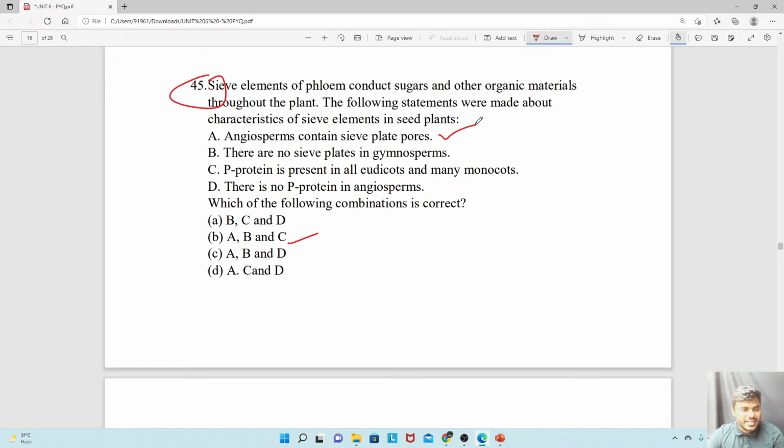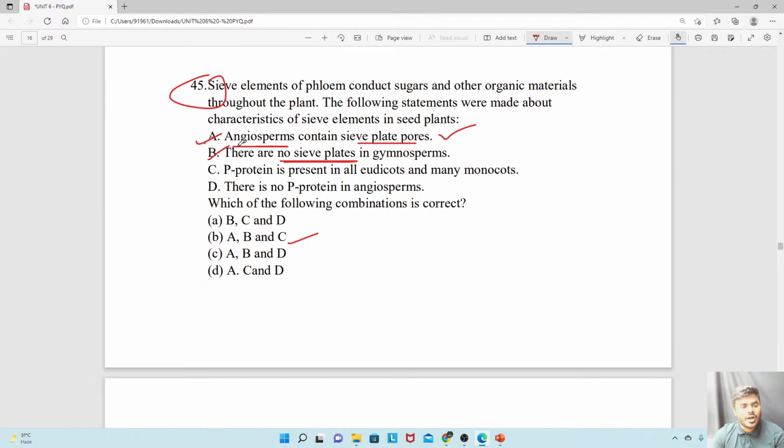Angiosperms contain sieve plates, and there are no sieve plates in the gymnosperms. I already told you, friends, sieve plates are abundantly present in the higher developed organisms. So what are the higher developed organisms compared to the gymnosperms? They are undoubtedly angiosperms only. So angiosperms contain sieve plate pores, and they are not present in the gymnosperms. This is the right statement, friends.